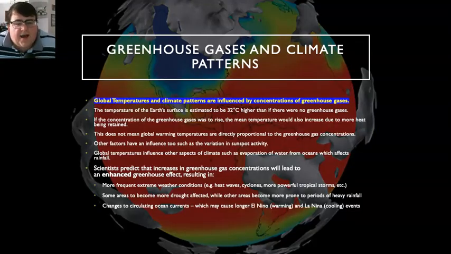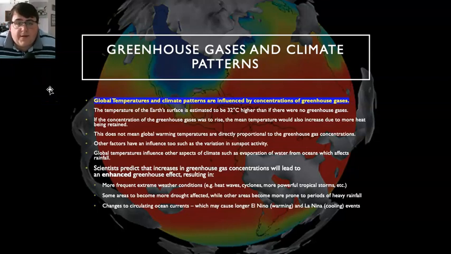How can this affect our climate change and our global climate patterns? So, our Earth's surface is estimated to be about 32 degrees higher than if there were no greenhouse gases. Now, obviously, that means we need the greenhouse gases to survive because the Earth is at a temperature that we can live on. Okay, but if the concentration of the greenhouse gases was to rise, our mean temperature would also increase due to more heat being retained in the atmosphere. Now, that doesn't mean that global temperatures are directly proportional to the greenhouse gas concentrations, because there are other things we have to take into account.